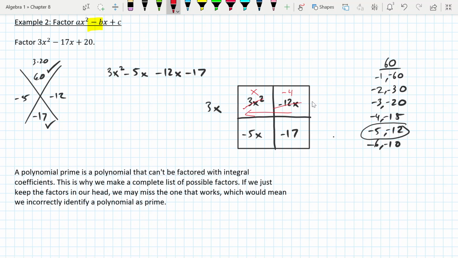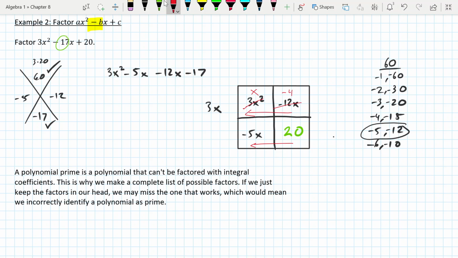When I factor the bottom, oh, dang it. Okay, I'm going to highlight it in green so you can see what it is. Do you see my mistake? I had the b value, negative 17, written where the c value is supposed to go. Let me change that to green. Okay, sorry about that. Okay, 20 and negative 5x.